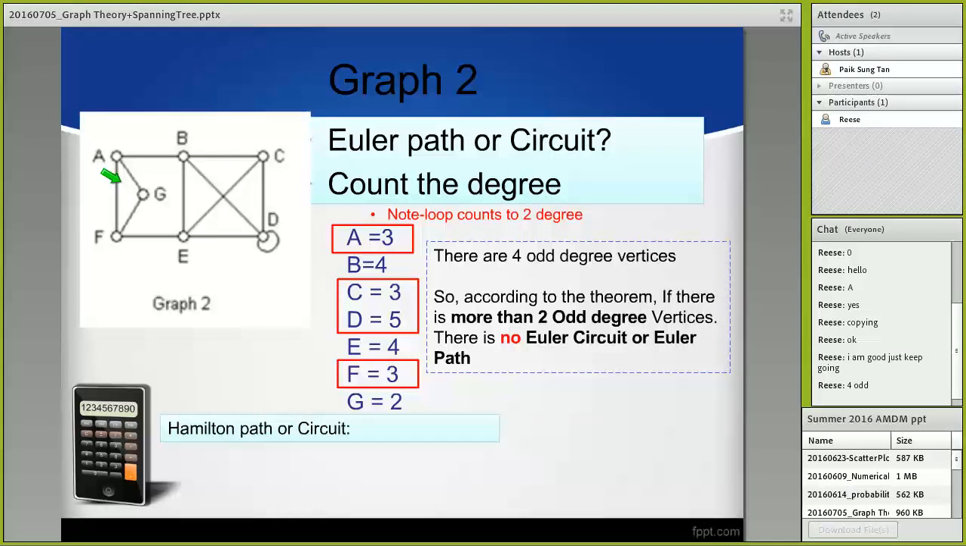And next, we want to see whether this graph has a Hamilton path or circuit. So it has a Hamilton path. This is one example: A going to G, F, E, B, D, C. This is one Hamilton path. Okay?